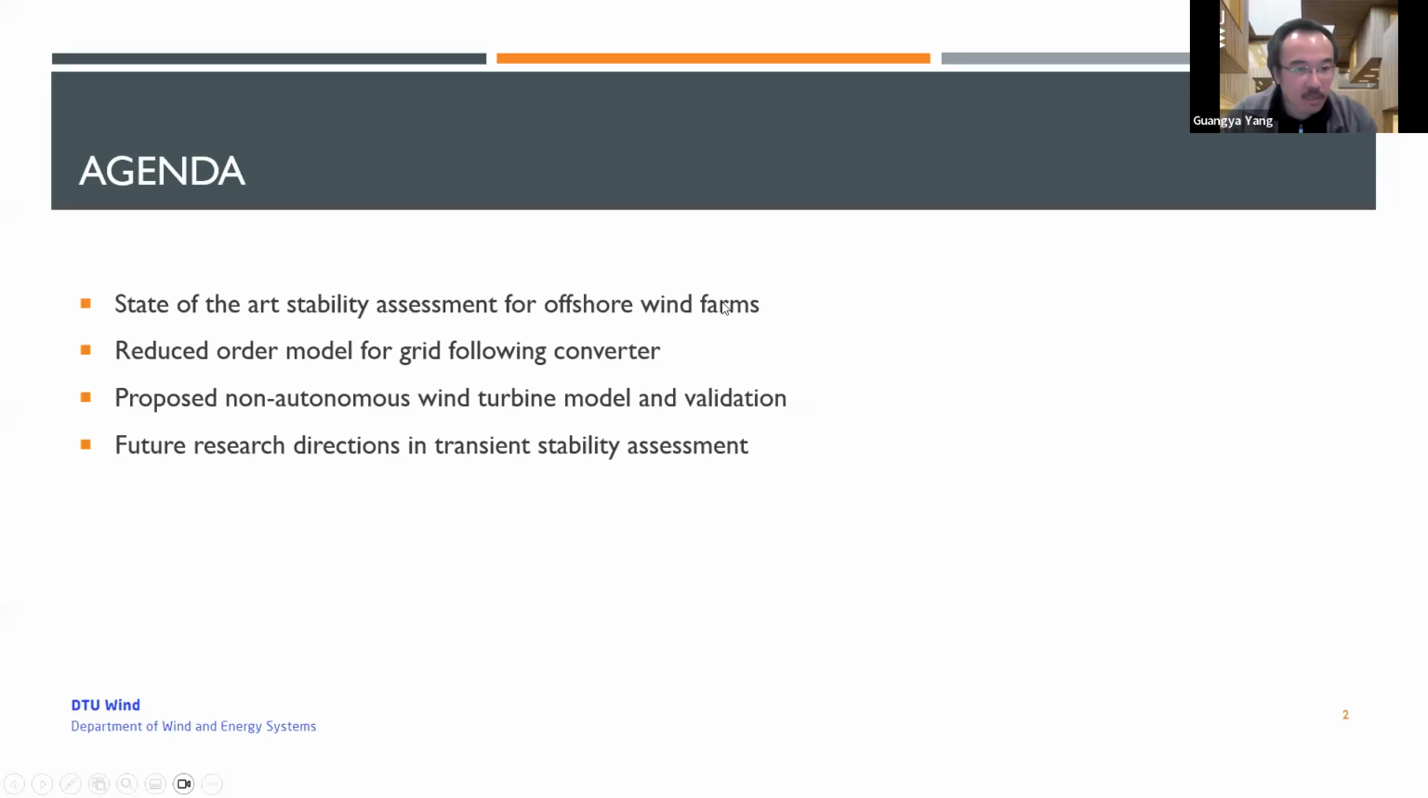So, the agenda today. Beginning, I will give a short state of the art of the stability assessment for offshore wind farms. Currently, what is being done in industry, and the typical methods used. And then I will go a bit more into the reduced order model for the grid-following control-based converter, and then we'll develop the nonlinear analysis based on that model. We also present the proposed non-autonomous wind turbine model, and the validation of the effectiveness of the non-autonomous wind turbine model in nonlinear analysis, and conclude with future research directions for this topic.